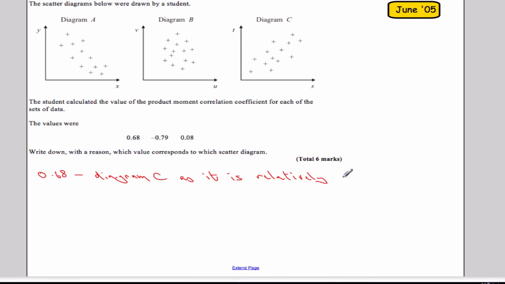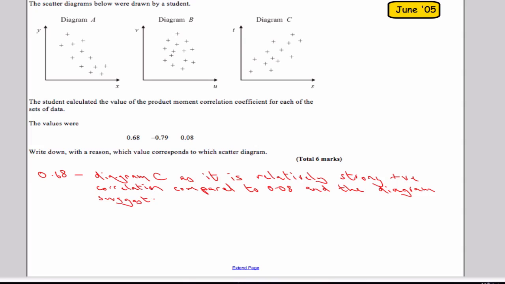relatively strong positive correlation compared to 0.08, and the diagram suggests this also.